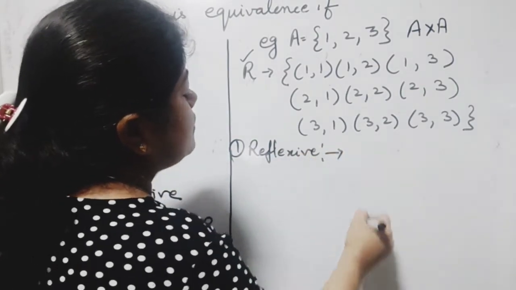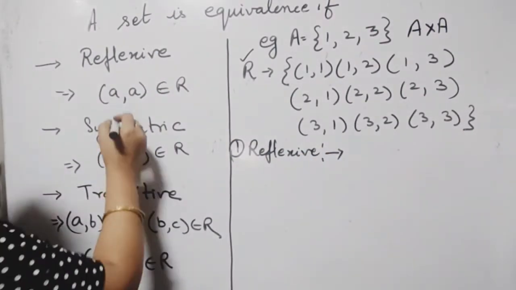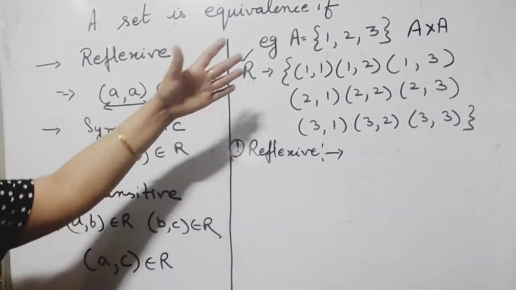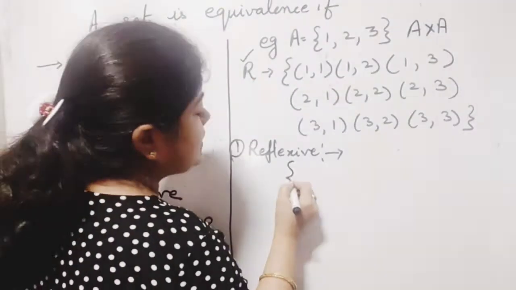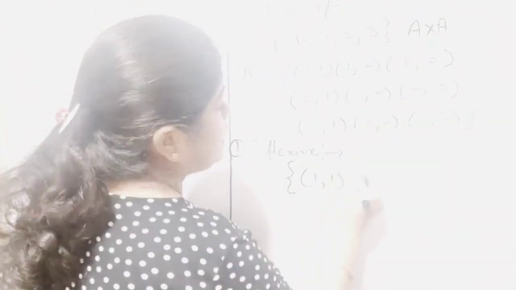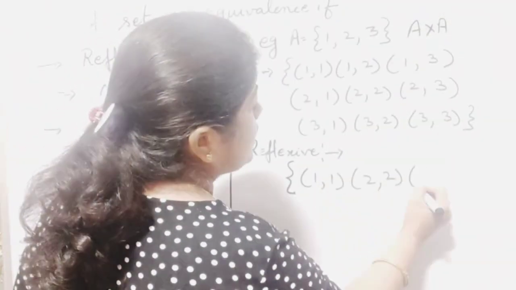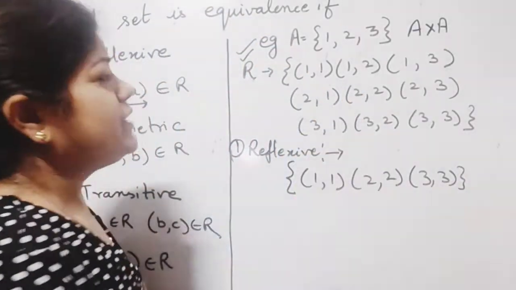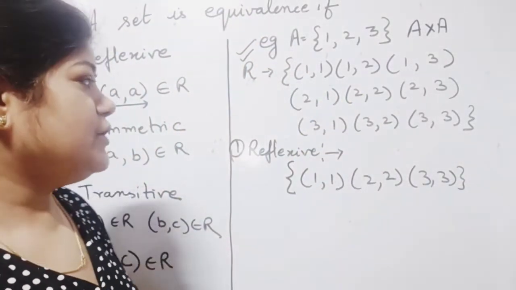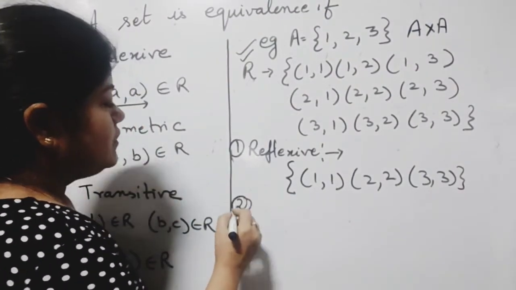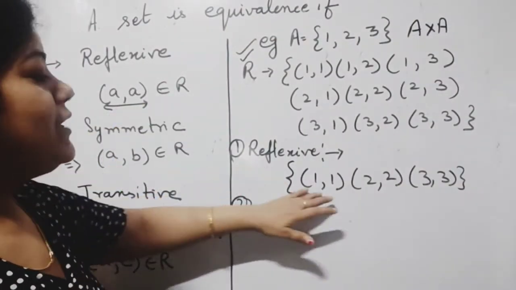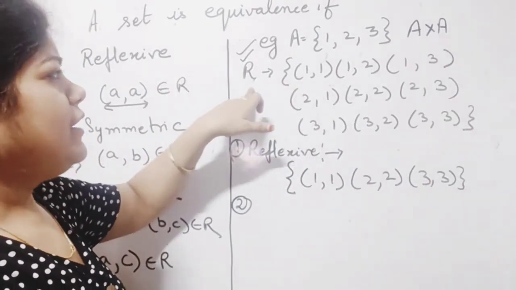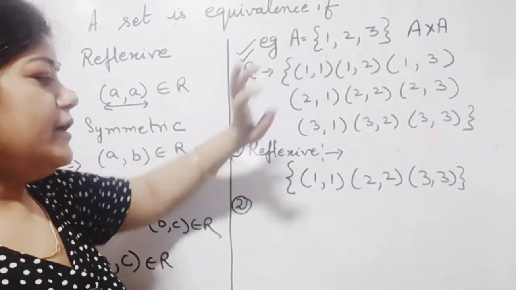Now, for reflexive, both the elements are same, A, A. Are there any sets which have same elements? Yes. 1, 1. Now, we observe 2, 2 and 3, 3. So, this relationship, this set is reflexive in nature. Now, that means what is reflexive? That means both elements are same and they belong to relation R, and also they belong to set A.